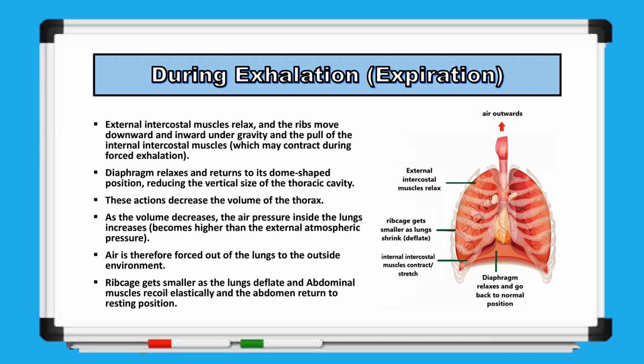As the volume decreases, the air pressure inside the lungs increases, becoming higher than the external atmospheric pressure. Because air naturally moves from a region of higher pressure to lower pressure, it is pushed out of the lungs and expelled through the nose or mouth. The ribcage becomes smaller as the lungs deflate, and the abdominal muscles recoil elastically, returning the abdomen to its normal resting position. In simple terms, the relaxation of the external intercostal muscles and diaphragm, along with the recoil of the lungs, forces air outward, completing the breathing cycle.